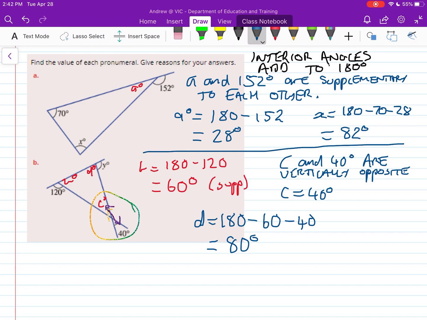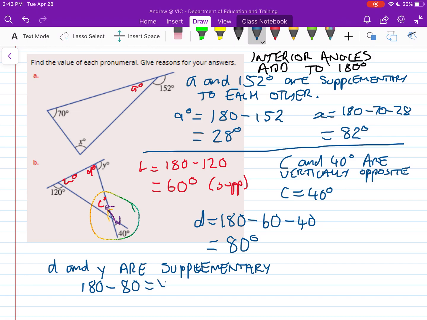Now our last one, D and Y. These are supplementary as well because we've got a straight line going through, so they're equal to 180. So that means we just need to do 180 take away 80, and this is going to equal our Y degrees. So Y is equal to 100 degrees. Sorry about that Y, my hand slipped off when I was doing it.